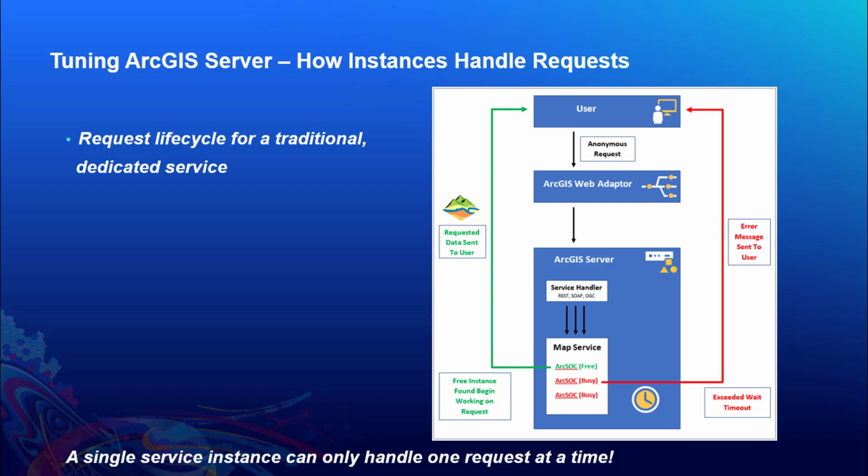We make a request, it goes in through the web adapter, which in turn forwards the request to our GIS server. The request is then picked up by the appropriate handler, REST, OGC, tile, for example. That in turn contacts the service and asks the service for an available ArcSOC process to start working on the request. If it's free, great. The system can immediately begin working on that request, and that data is sent back to the user.